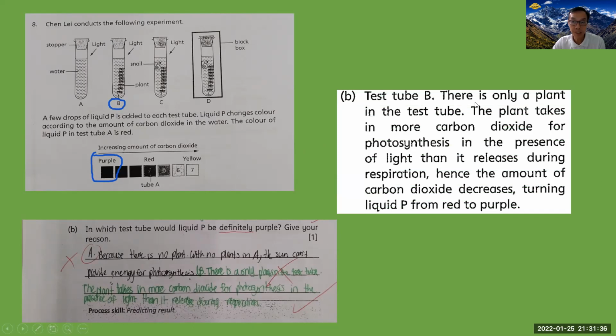Test tube B. So this is the reason. Give your reason: there is only one plant in the test tube. The plant takes in more carbon dioxide for photosynthesis in the presence of light than it releases during respiration.